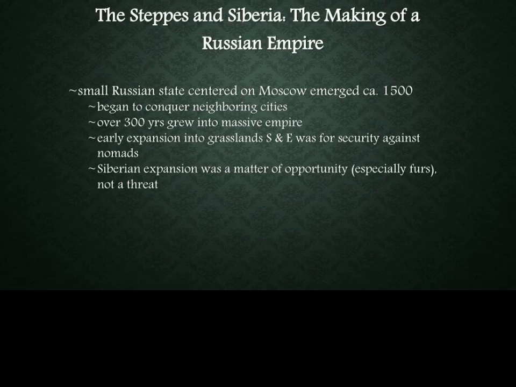All right, the steppes in Siberia, the making of a Russian empire. So a small Russian state centered on Moscow began to emerge around 1500. Moscow began to conquer most of their neighboring cities, and over 3 centuries it grew into a massive empire.